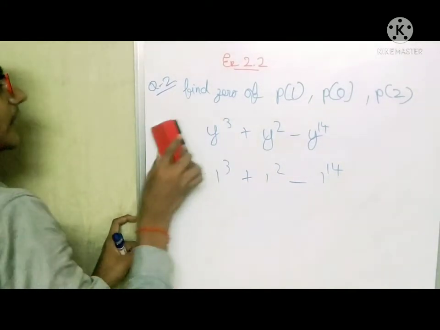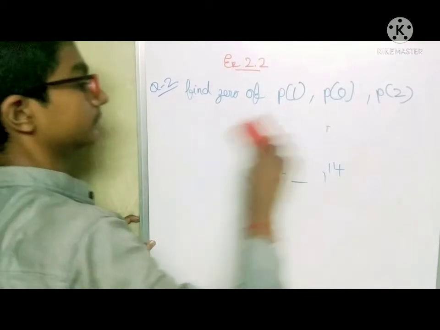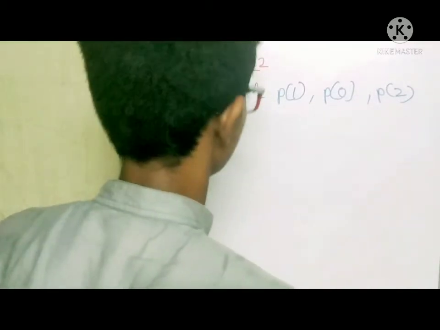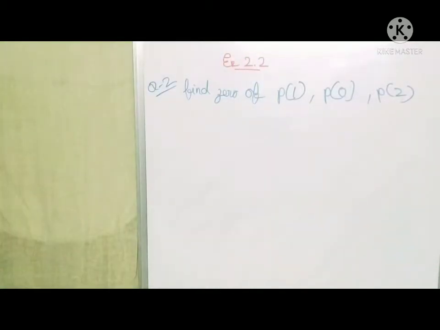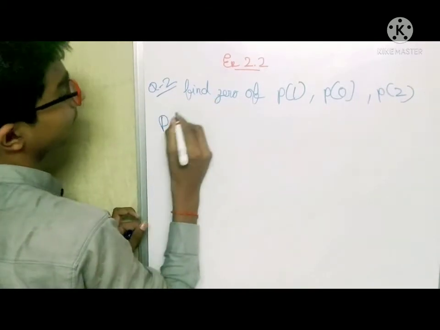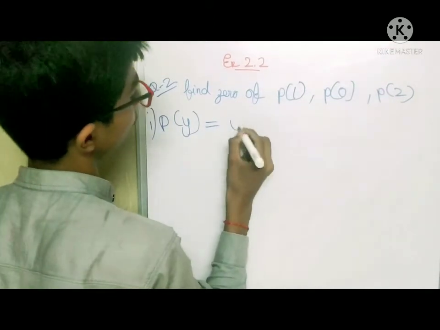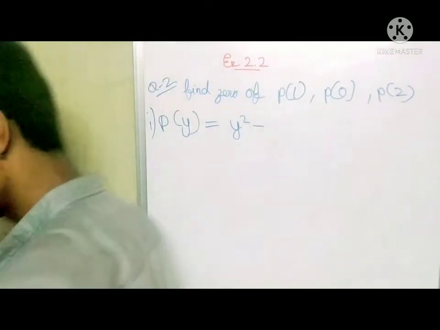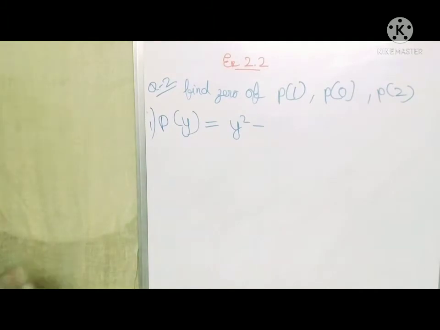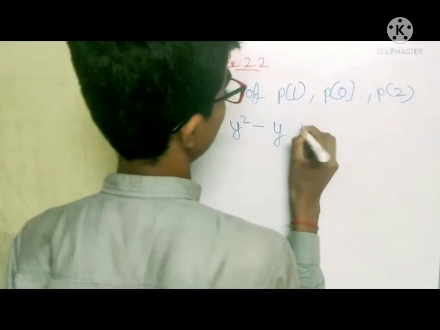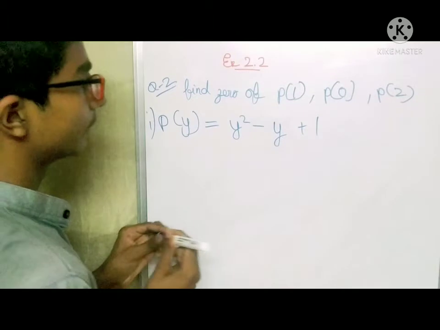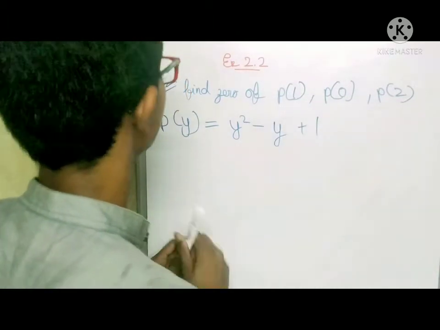So this was just an example. So question number 1, p of y is equal to y square minus y plus 1. So we have to take 0, 1 and 2 all.